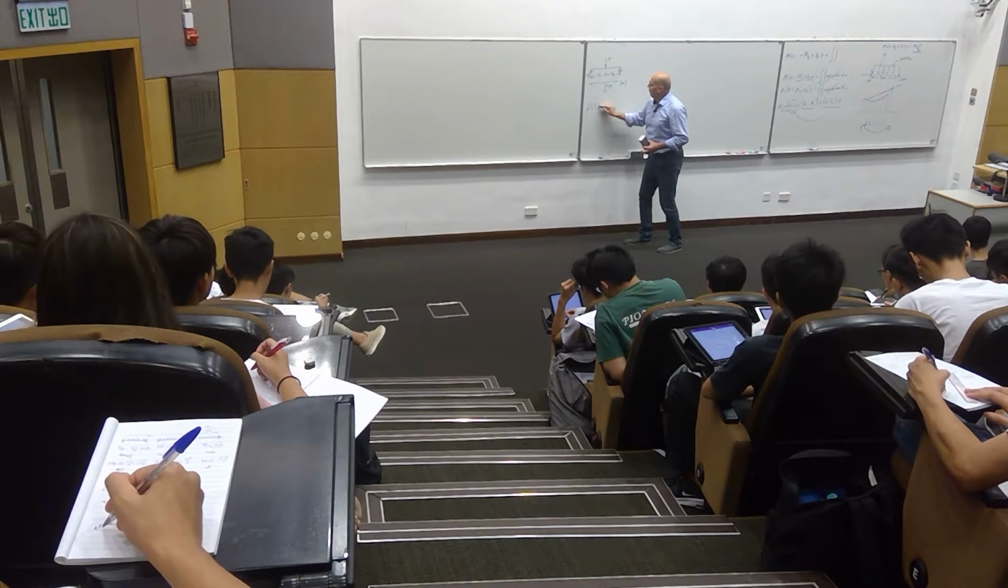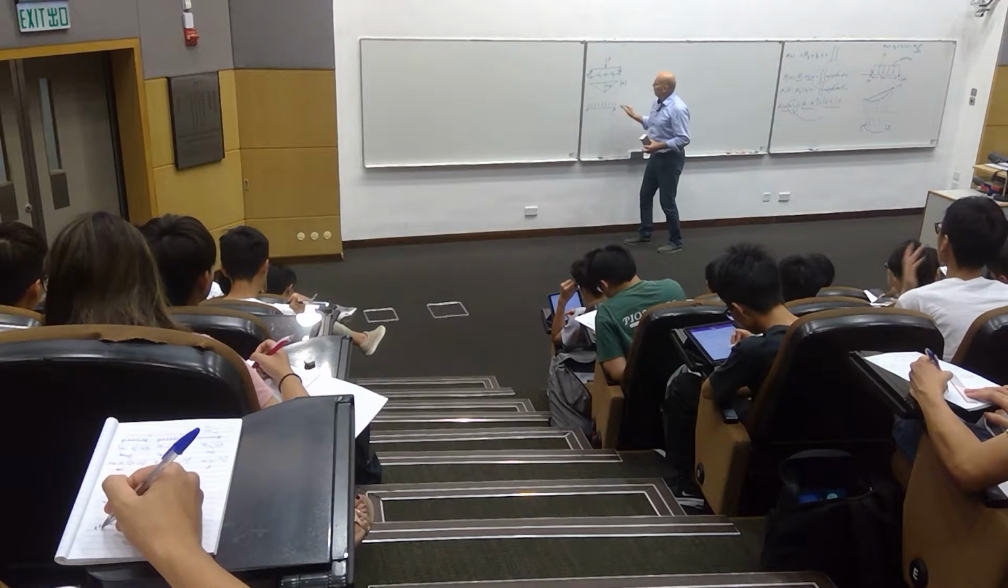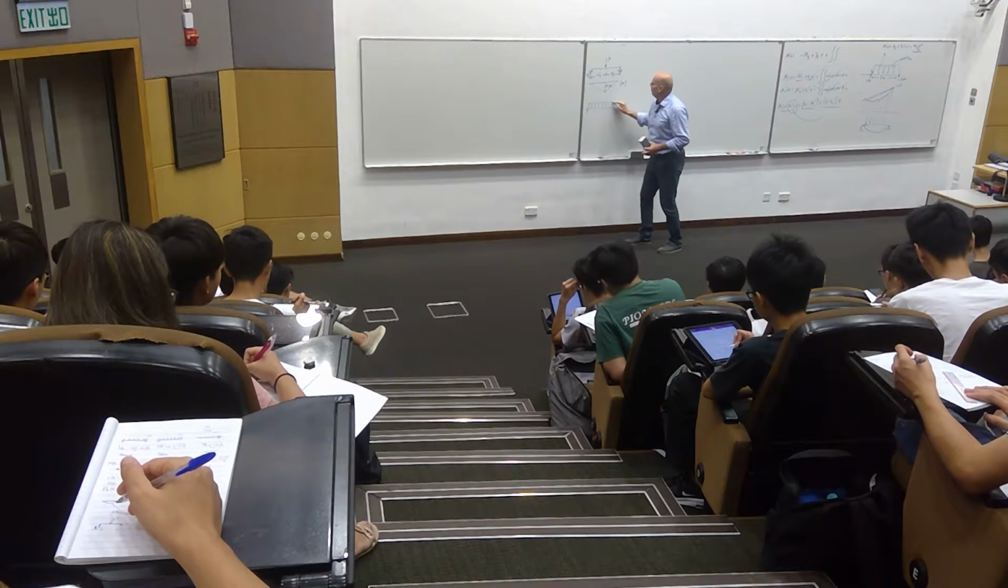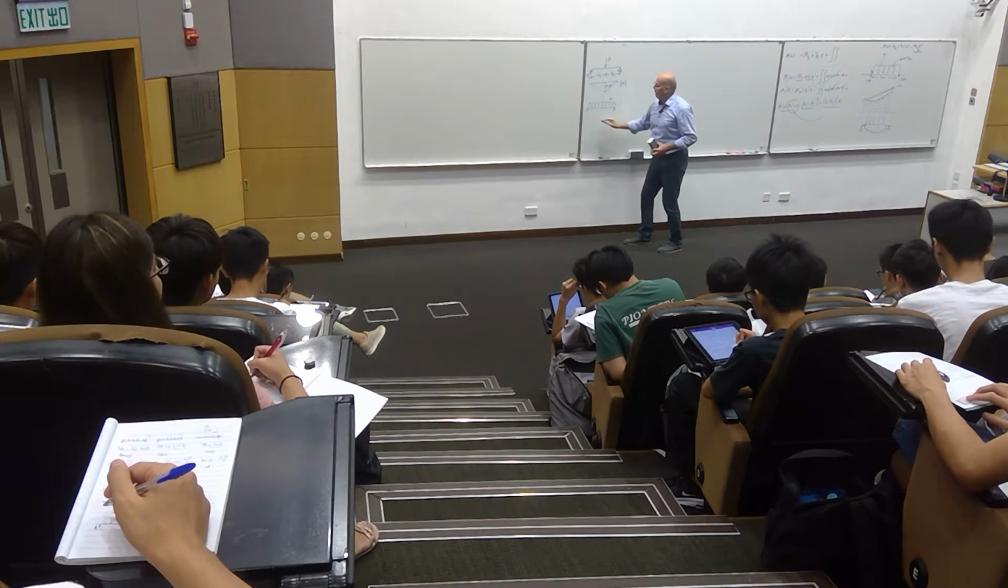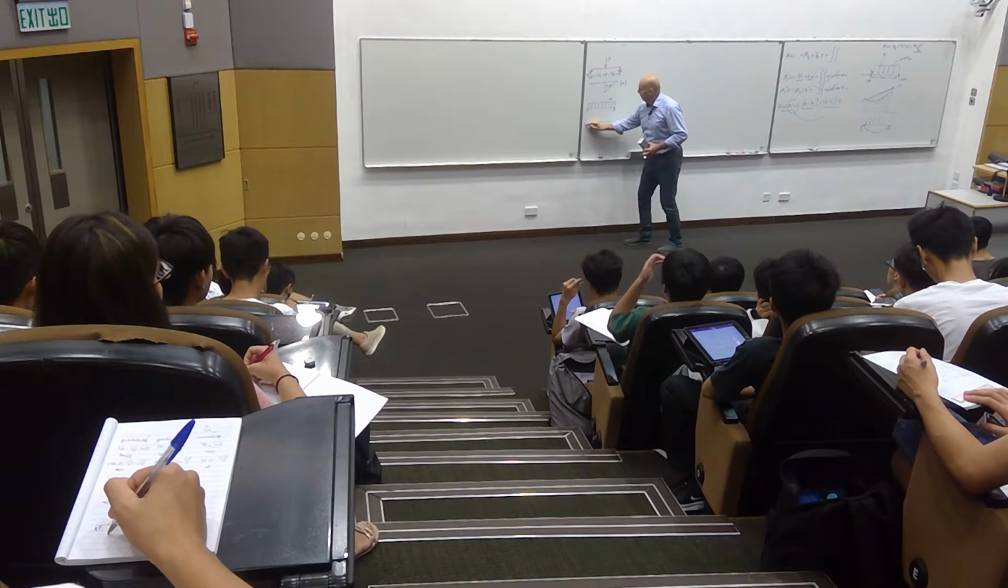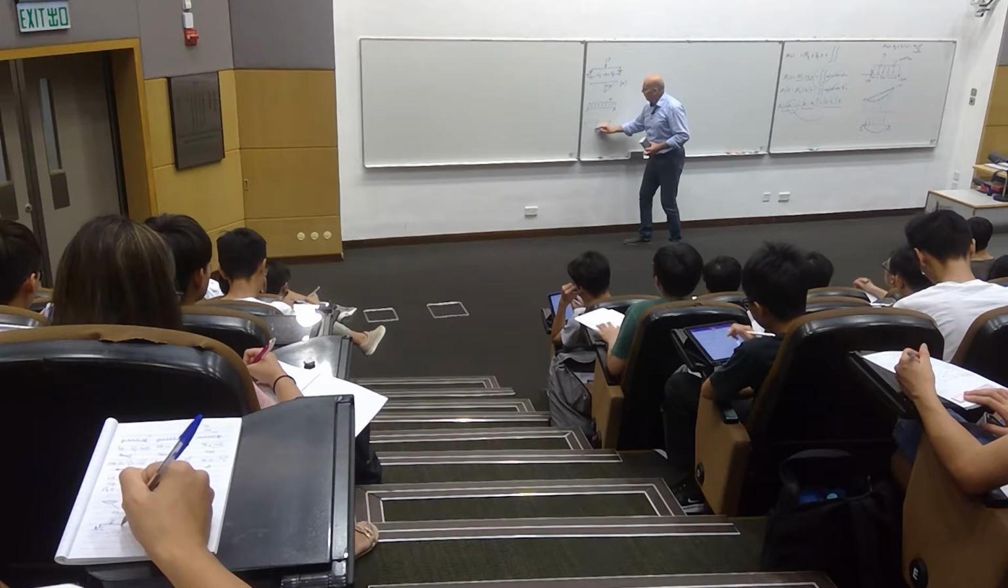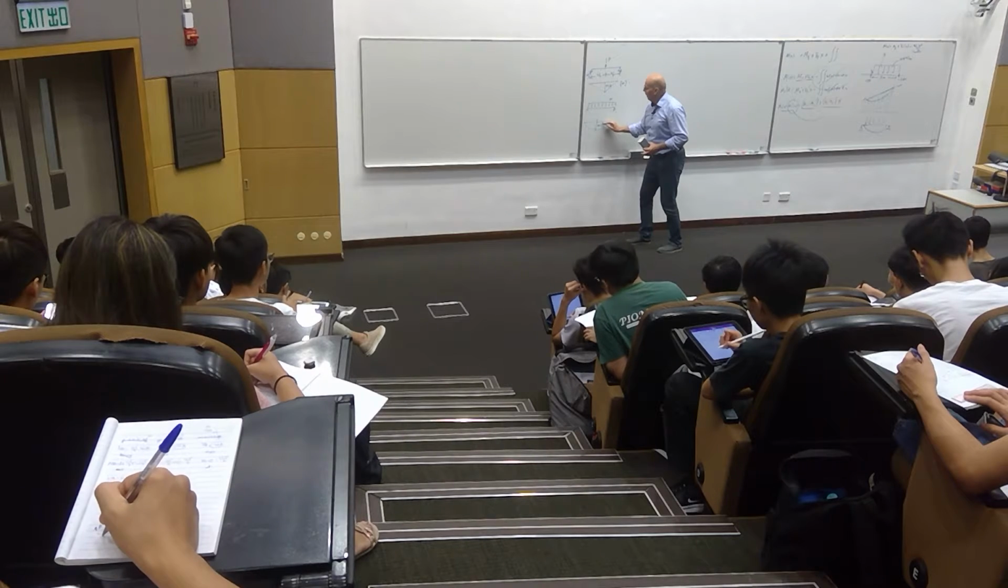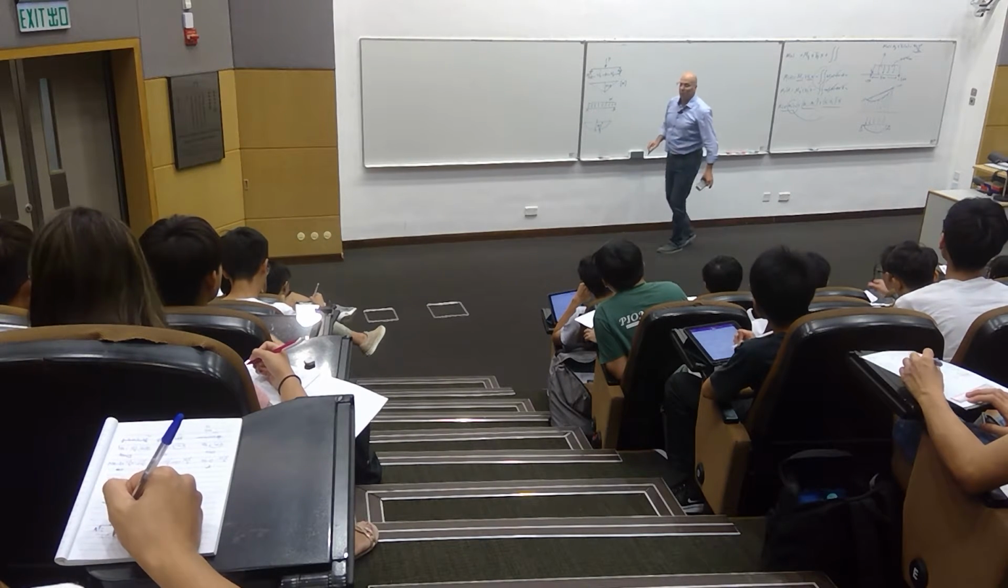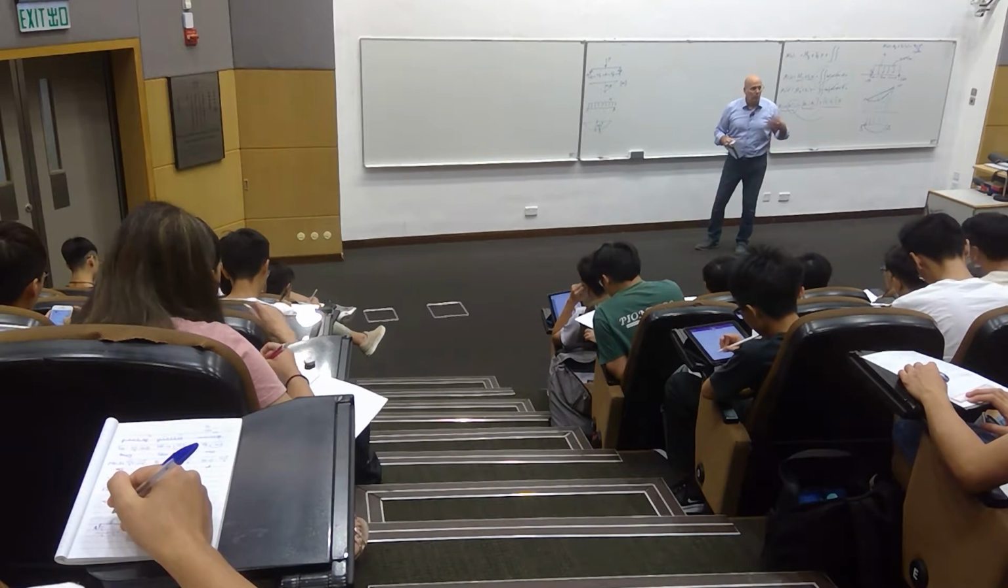The second thing we need to know is that when we have a simply supported beam with a uniform distributed load W, we should know that the moment diagram is a parabola where this value is WL squared over 8. These are two formulas we need to know.